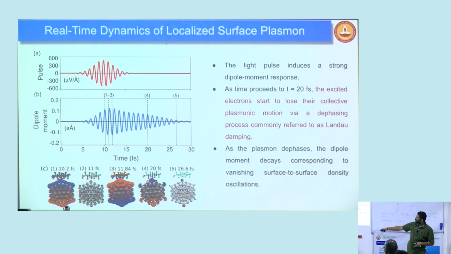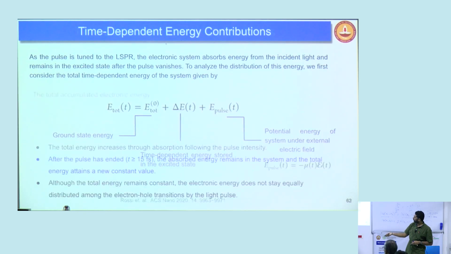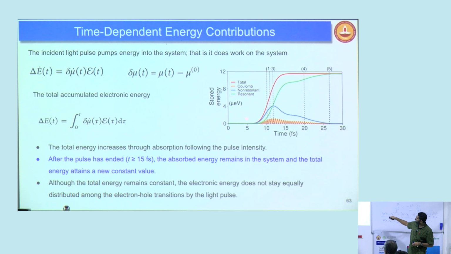Although the pulse has gone, the dipole moment still persists even at 20 femtoseconds or even 25. Slowly after 25 it is vanishing. So this means the plasmon has been generated, but the plasmon is decaying, which is one part that you can directly see from this particular dipole moment plot. Next we have plotted the total energy. If you see the total energy, we have divided it into the non-resonant, resonant and the Coulomb part. You can see that in the beginning everything is in the non-resonant, this blue line. That means it corresponds to the plasmon.